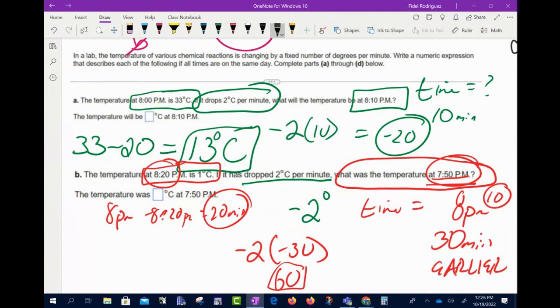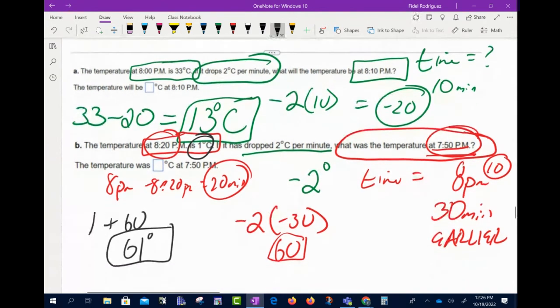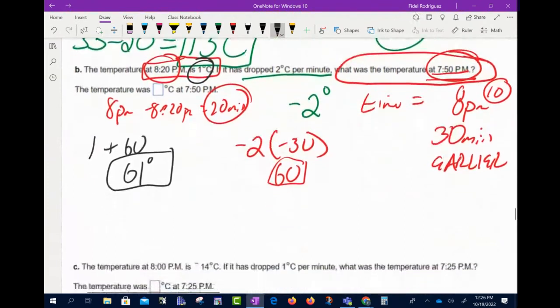So what I'm going to do is say, look, if the temperature is 1 degree and I add 60 to it, my temperature is going to be 61 degrees, right? And you might say, why did you add 1 degree? Because that's what the temperature was at 8:20, right? So again, I'm going backwards here, right? Because I know what the temperature is at 8:20. I'm trying to see what it was at 7:50, because it was warmer at 7:50, right? In Spanish, we say antes, right? Before.